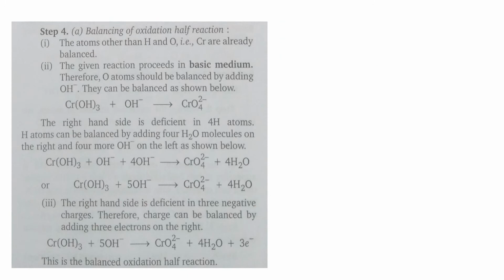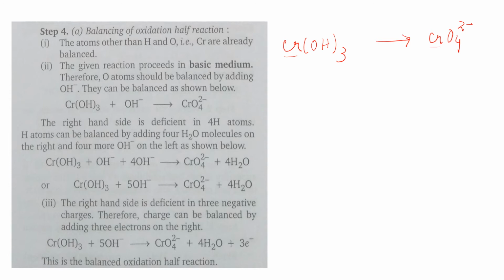Now first, balance the oxidation half reaction. So what is my oxidation half reaction? Cr(OH)3 is giving you CrO4 2-. Now leave a space in between so that if you want to add something, you can add it here. First you have to see for the chromium whether it is balanced or not. Chromium on the left hand side is 1 and the right hand side is also 1. So I can straight away go for oxygen and hydrogen.